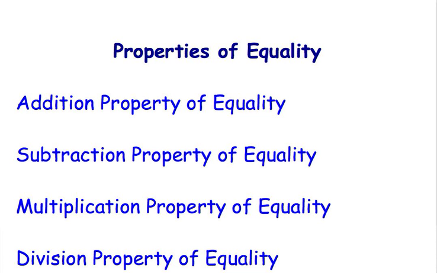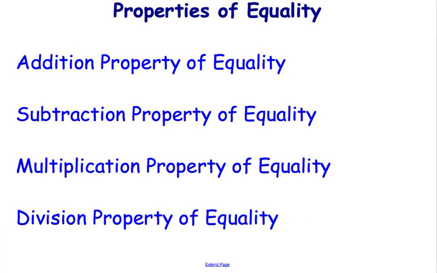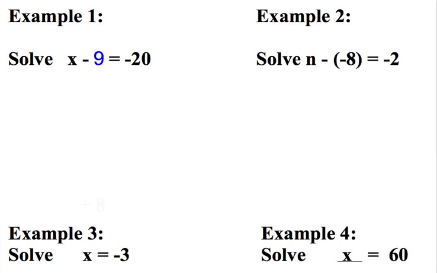So, properties of equality, addition property. If you add to one side, you've got to add to the other. If you subtract from one side, you've got to subtract from the other. You multiply to one side of your equation, you must multiply to the other side. If you divide on one side, you must divide on the other side. That's all that means. Those are properties of equality. What you do to one side, you must do to the other.